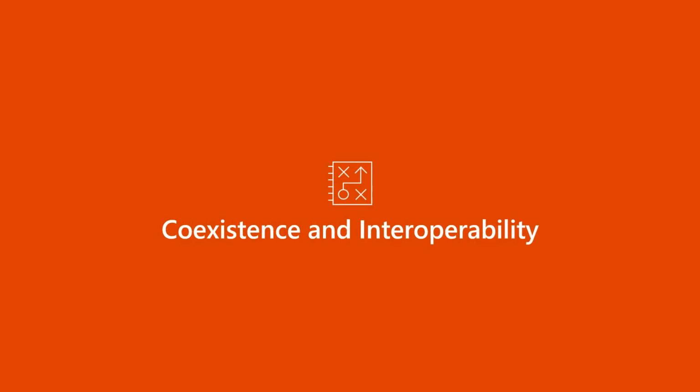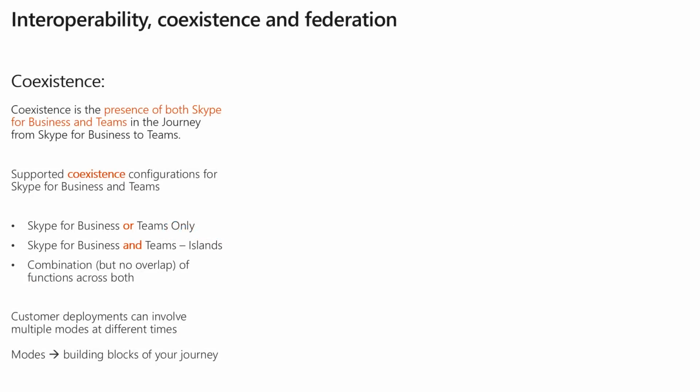Let's dig into coexistence and interoperability. Let's begin by level setting some of the terminology we'll be using in this training. First, by definition, coexistence is the presence of both the Skype for Business client and the Teams client. As we'll see throughout the rest of this training, we could be utilizing these applications side by side. We could be utilizing one as a primary application, but the idea is that coexistence simply means that both the Skype for Business client and the Teams client are present in the organization.